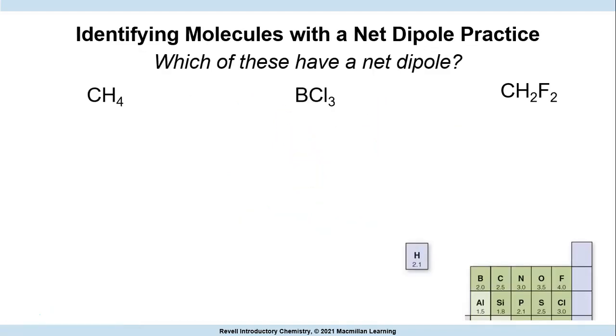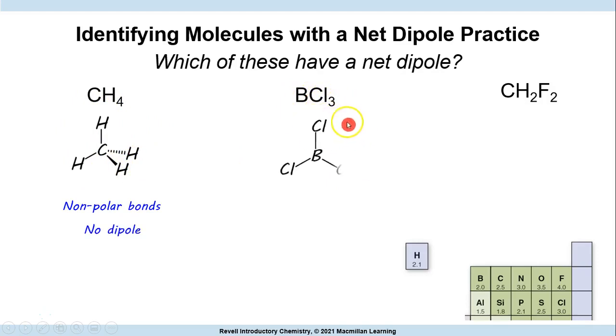Now identify which of these have a net dipole. Methane is non-polar. The carbon-hydrogen bond is non-polar, so there are no polar bonds and we are not going to talk about this. For boron trichloride, we know that all of these bonds are polar. Look at the chlorine here, chlorine is 3, boron is 2. That means the net electronegativity difference is 3 minus 2, which is 1. So everything will be pointing towards chlorine from boron.